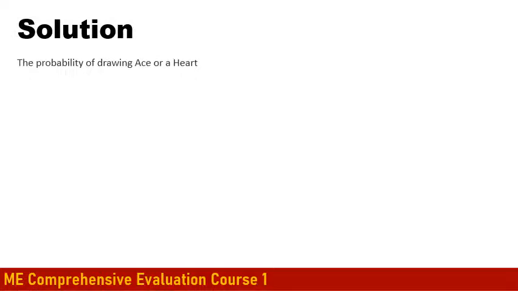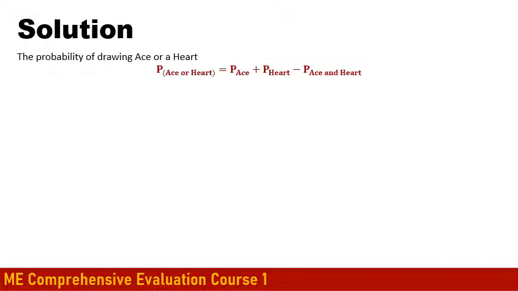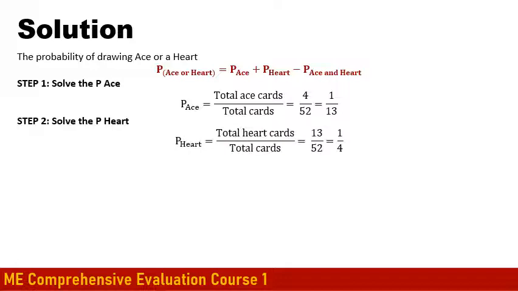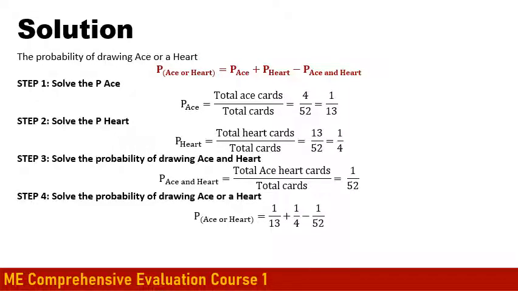Thus, we will use our definition for the probability of non-mutually exclusive events, using the formula: probability of drawing an ace card plus probability of drawing a heart minus the probability of drawing an ace and a heart. First, we solve for the probability of drawing an ace, and we already solved that in the previous example. For the probability of drawing a heart card, there are 13 heart cards out of the 52. That's why the probability is 1/4. On the other hand, the probability of drawing an ace that is a heart is equal to 1 over 52 because there is only one ace of hearts out of 52 cards. Thus, the probability of drawing an ace or a heart would be 1 over 13 plus 1 over 4 minus 1 over 52. So, the probability of drawing an ace or a heart is 4 over 13.